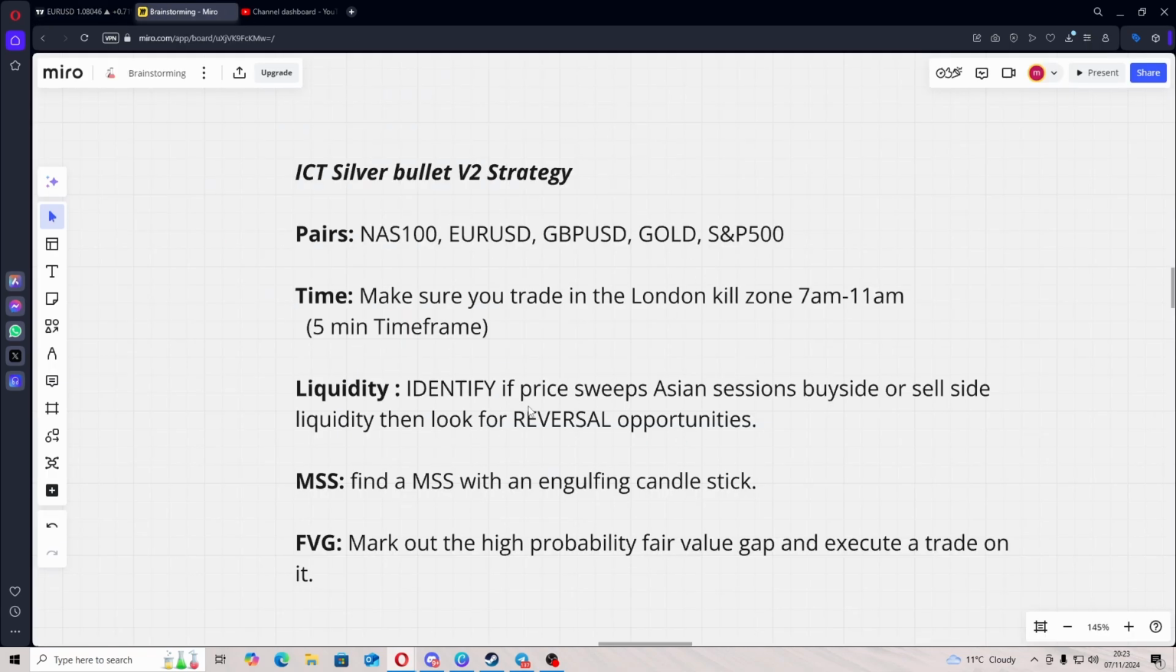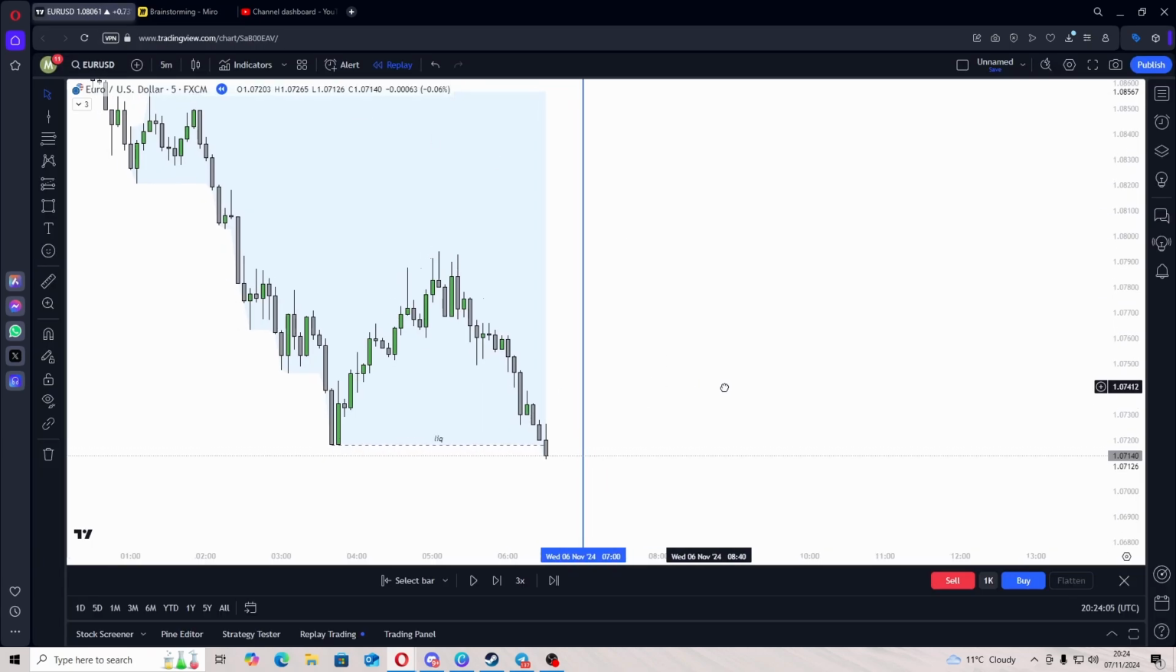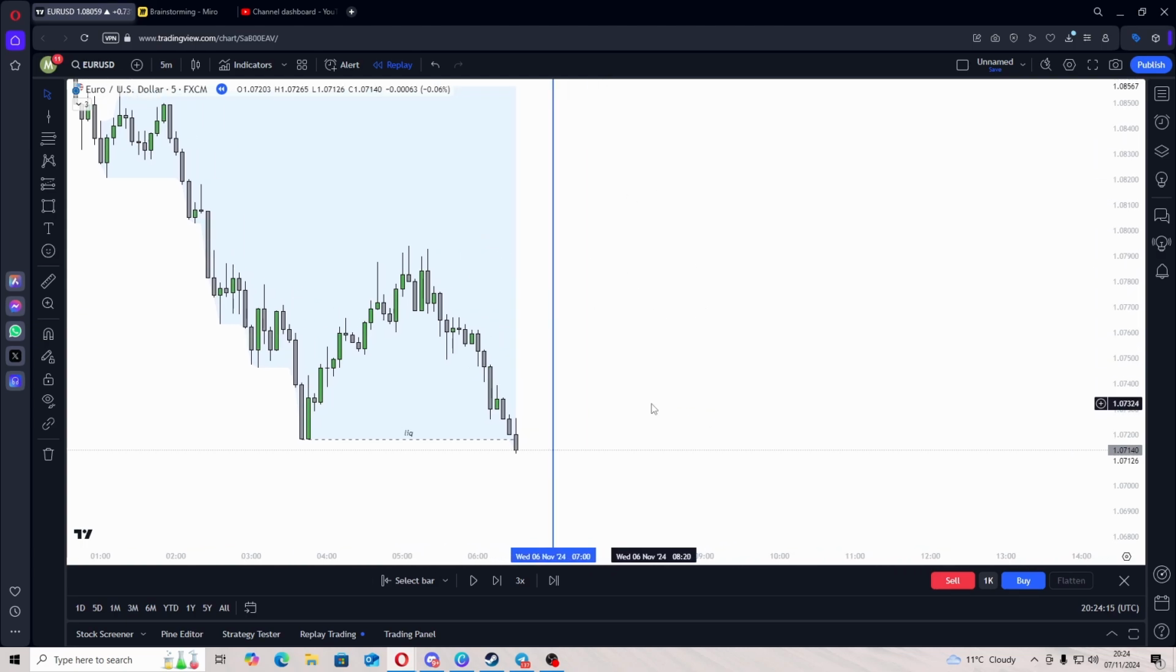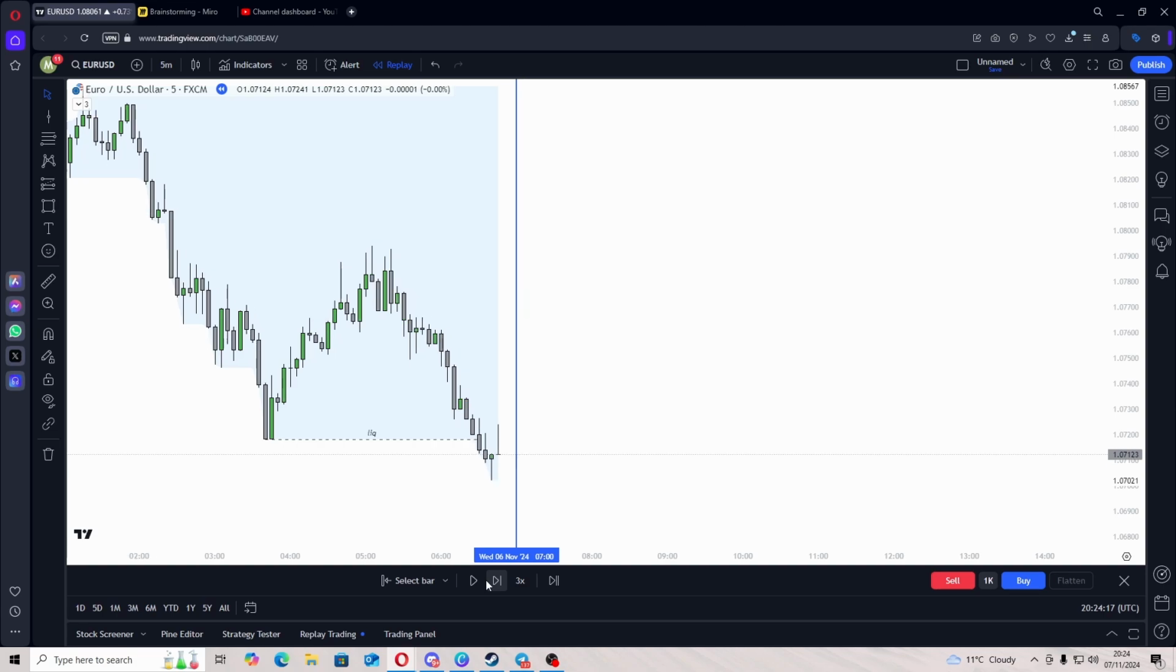Right, so we can see that the lows have just been swept. Right, so we need to identify if price sweeps Asian session's buy side or sell side liquidity, and then we look for the reversal opportunities. What this means is if the lows have been swept like here, we need to look for buys towards the upside. But if the highs would have been swept, we would have been looking for lows or sells. Okay, so now I'm going to be playing price forward.